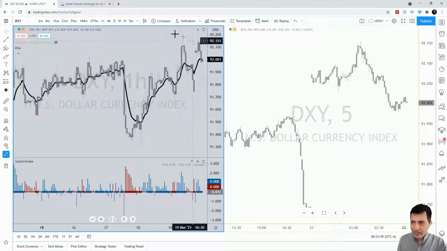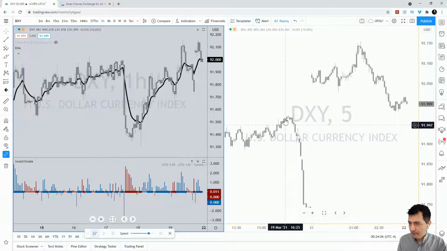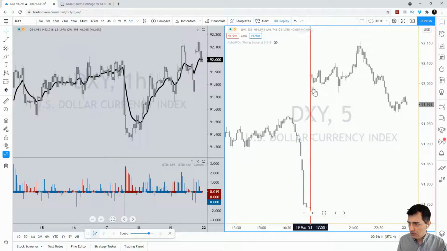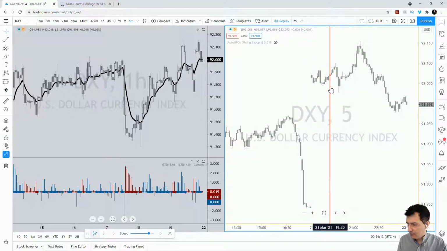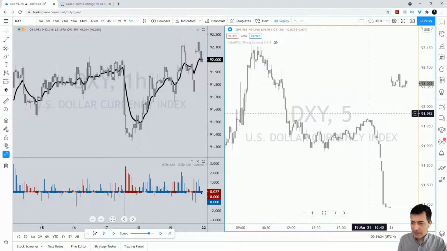Let's pretend, I'm going to use market replay on the right where I have my 5-minute time frame, and I'm going to pretend it is 7:30 more or less here. Okay, here we go. So what would you do? The chart on the left is telling you right there, when it was 7:30 in the morning, time to be a buyer, time to trade.